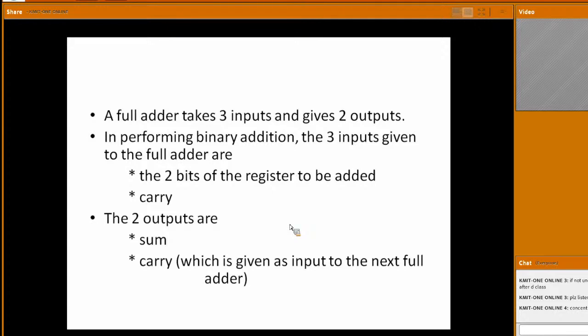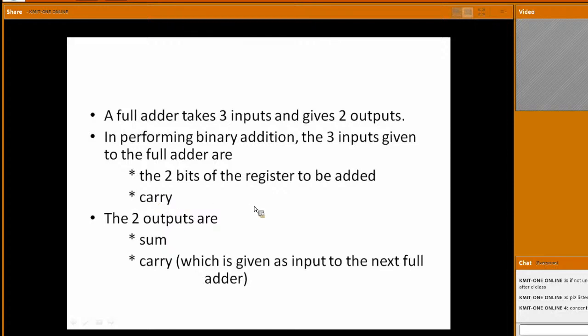Coming to this binary adder, to perform binary addition, what are the 3 inputs given? The 3 inputs given to the binary adder are the 2 bits of the registers. If you are adding R1 and R2, the bit from R1 is one input to the full adder, the bit from R2 is the second input, and the third input is your carry input.